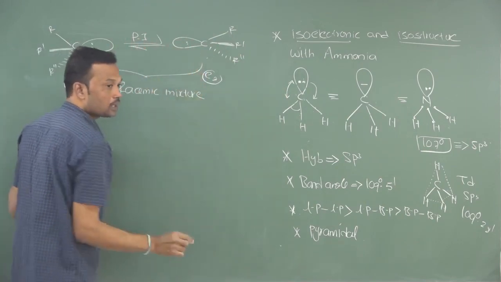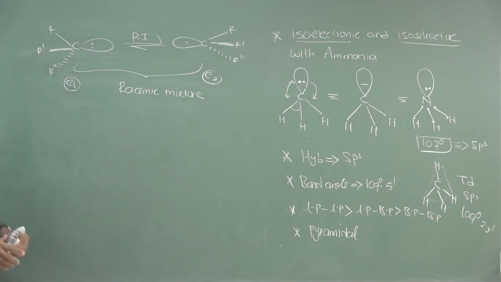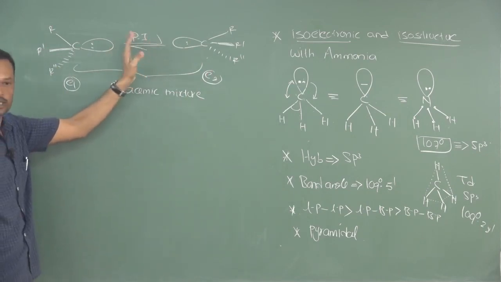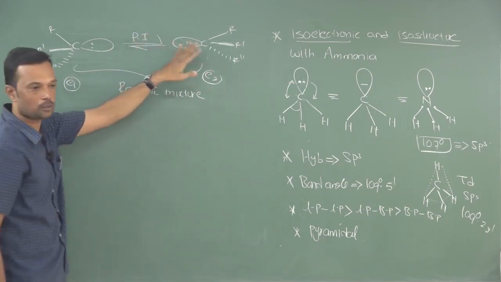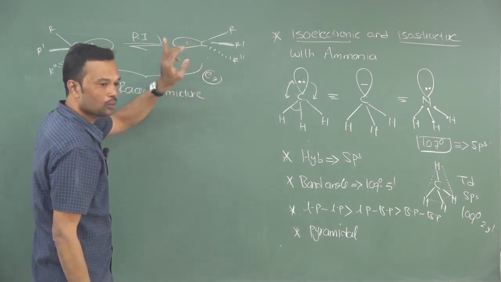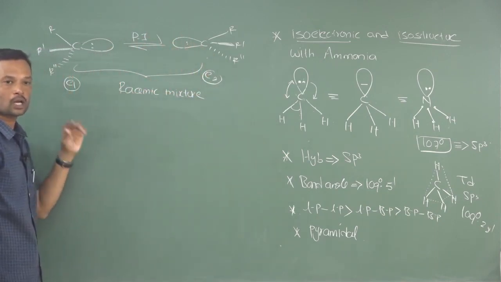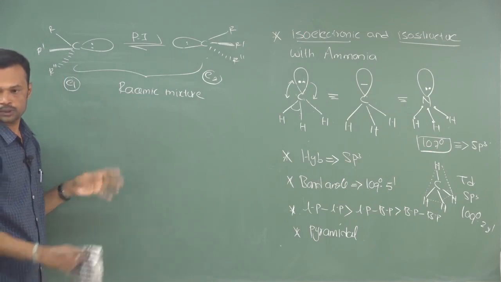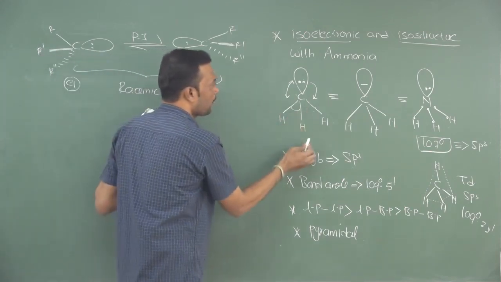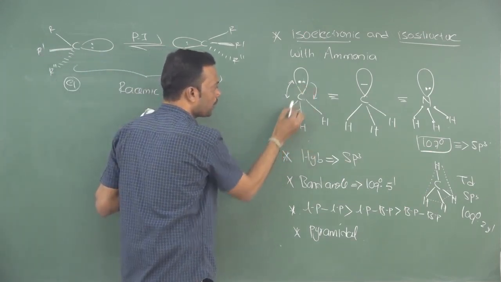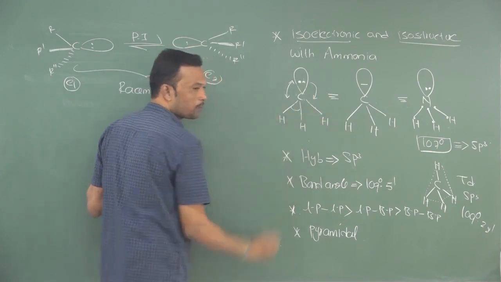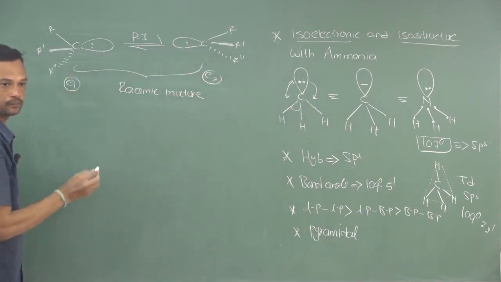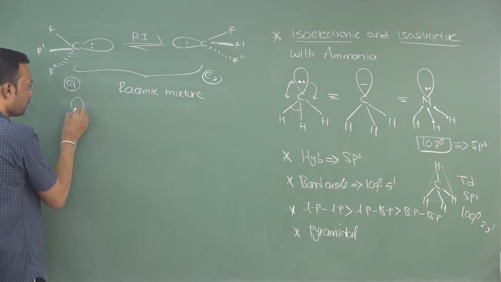If any isomers are at dynamic equilibrium, those isomers are called conformers. This will be in your chapter, a separate chapter on conformational analysis. There you will come to know what conformers are and how conformers are produced. Now only one thing you remember: if carbon carries a lone pair and three different groups, then this carbon is nothing but a chiral center.